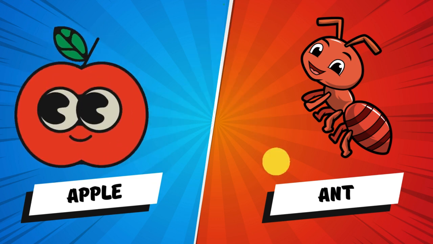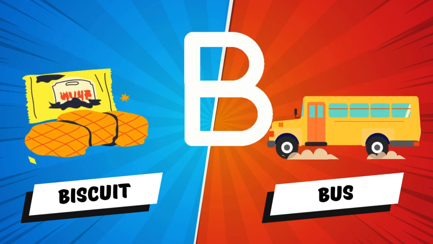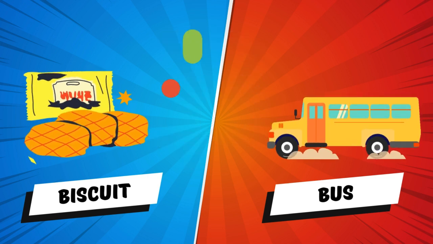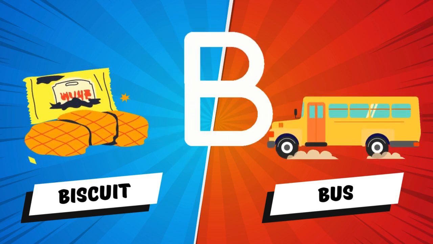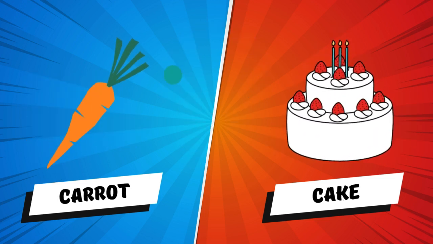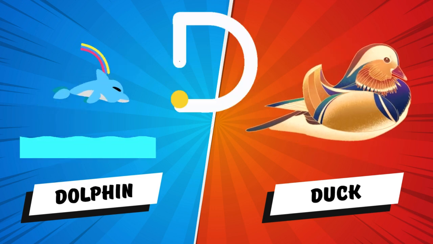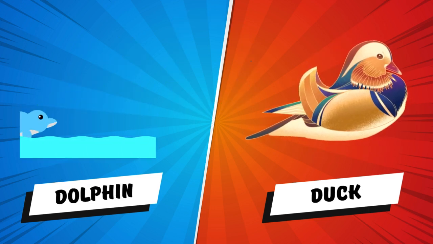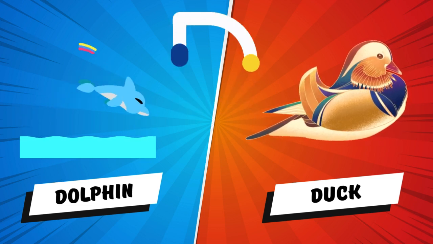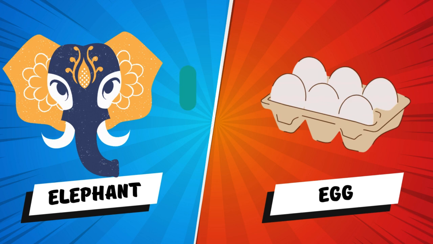A for apple, A for ant. B for biscuit, B for bus. C for carrot, C for cake. D for dolphin, D for duck, E for elephant, E for egg.